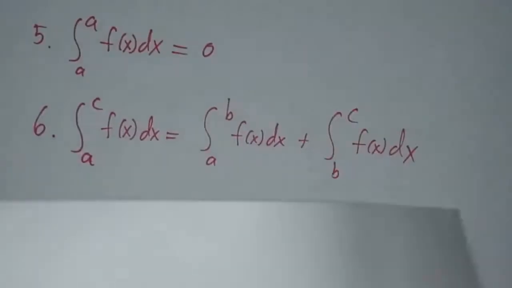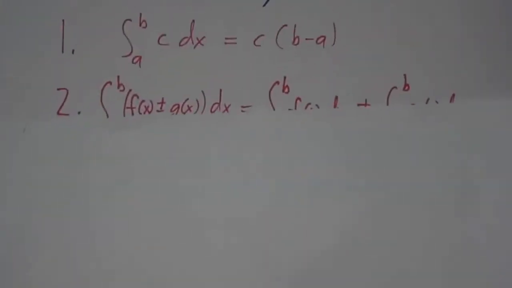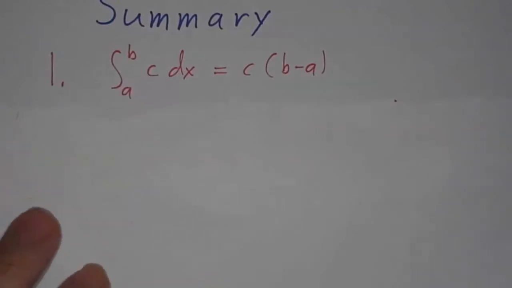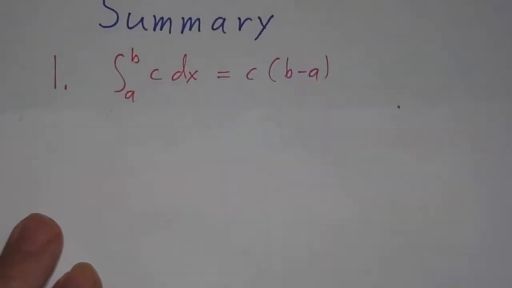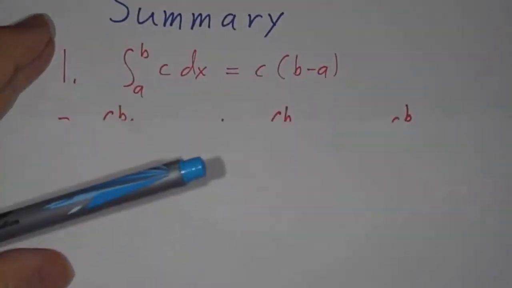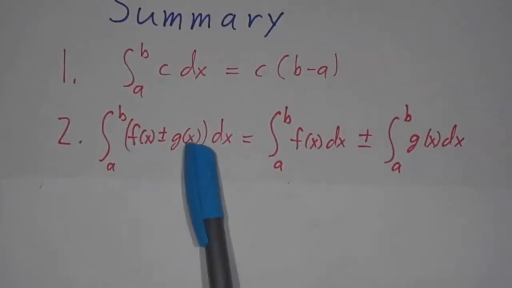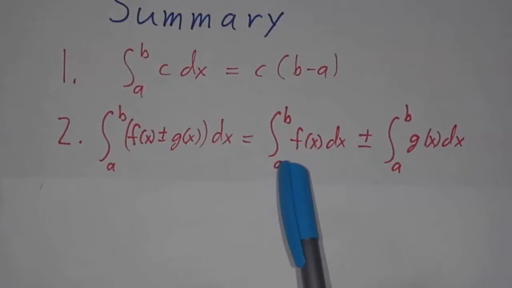So to sum up, our 6 rules. The integral of a constant is that constant times b minus a. The integral of the sum of two functions is the integral of the first function plus the integral of the second function. The integral of the difference of two functions is the integral of the first function minus the integral of the second function.